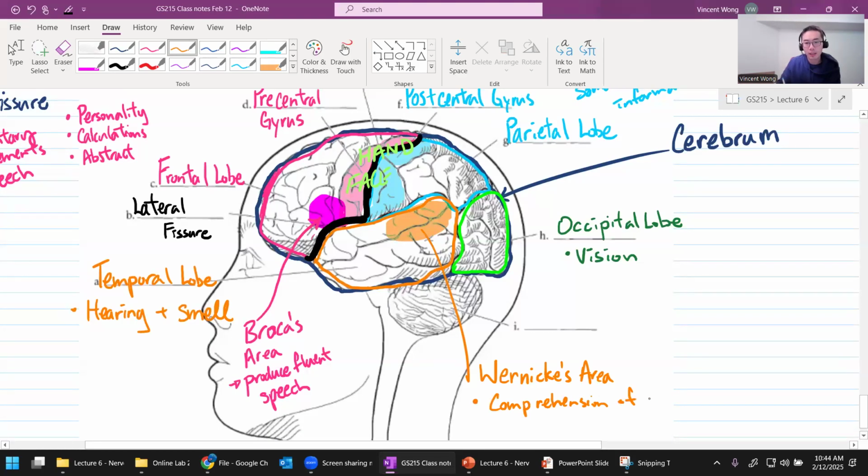Comprehension of verbal and written communication. Okay, so to understand what you are hearing and what you're reading, you need this Wernicke's area. Okay. So if this is damaged, then you would have receptive aphasia. You can't understand what people are saying to you, even if it's a language you speak.